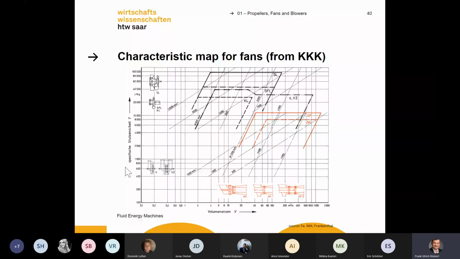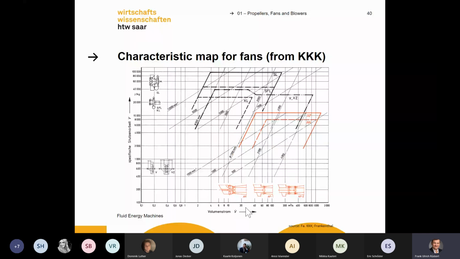a company here, KKK is a big company for fans here in the Rhine region. And if you ask KKK, how we want to buy a fan, we need a volume flow. Maybe if you want to build a hospital, or if you want to design a ventilation system for a house, we need a special volume flow of air. And then we can go to the company, we can order a fan, we can ask for the volume flow, and they will look here inside this diagram.